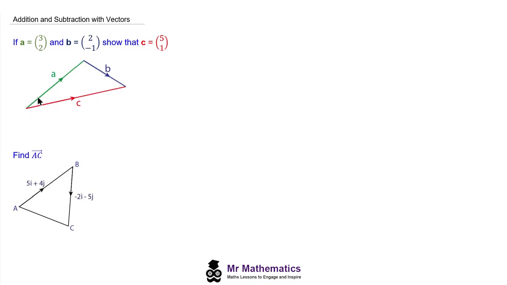We can go from A, which is the green vector here in this direction, indicated by the arrow, so A. And then from this point, we can go to B, again indicated by the arrow. So A plus B will equal the vector C. Now we know that A has a column vector 3, 2, so we can write this in place of A. And B has a column vector 2, negative 1. And we've been asked to show that this is equal to the column vector 5, 1.